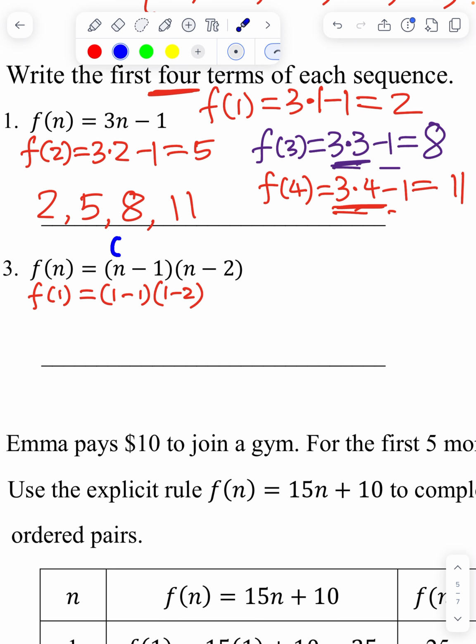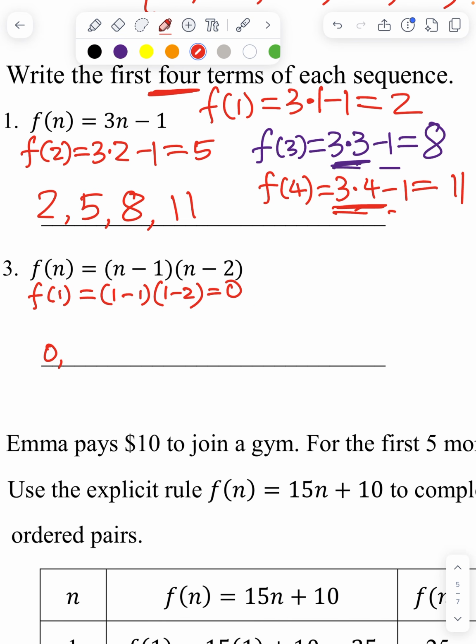When we have 2 parentheses, the relationship is this multiplied by this, right? We figure out the total value inside this parenthesis and multiply by the value of the second parenthesis. This is the multiplication. So the first term, with n as 1, is 0, because 1 minus 1 is 0. 0 times anything is still 0. So the first term is 0.